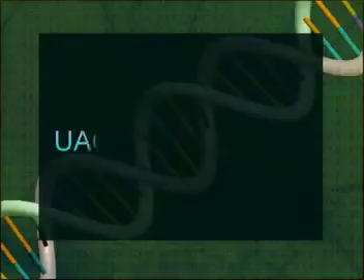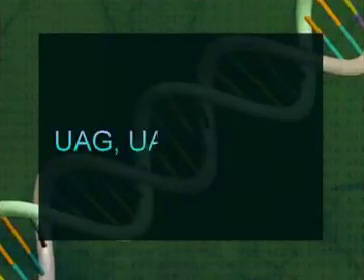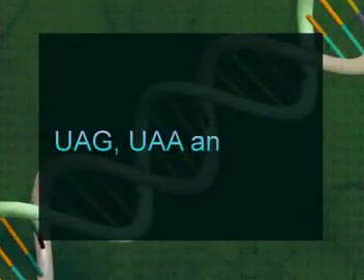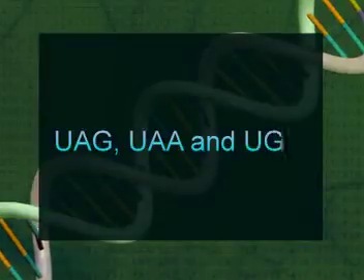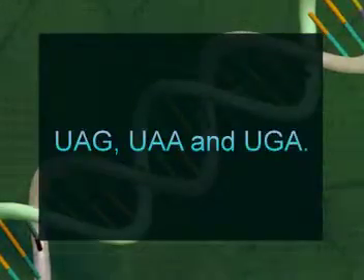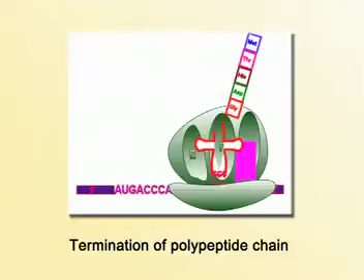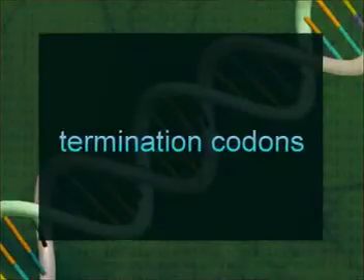3 of the 64 codons do not code for specific amino acids. These codons are UAG, UAA, and UGA. These bring about termination of polypeptide and are therefore called as termination codons.